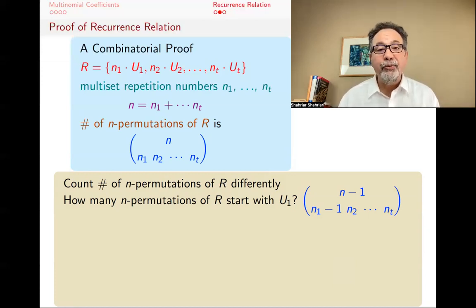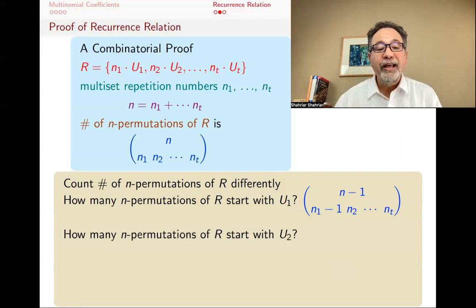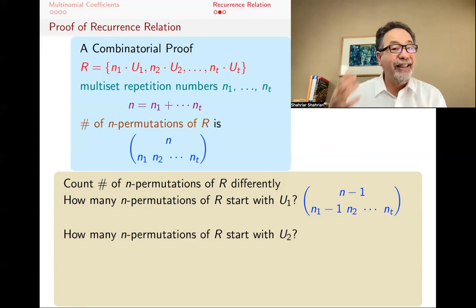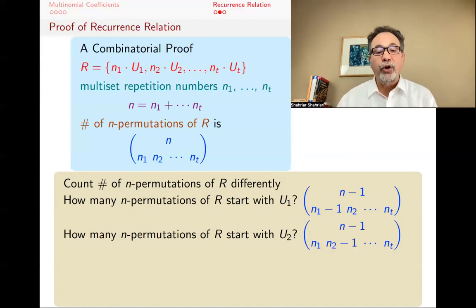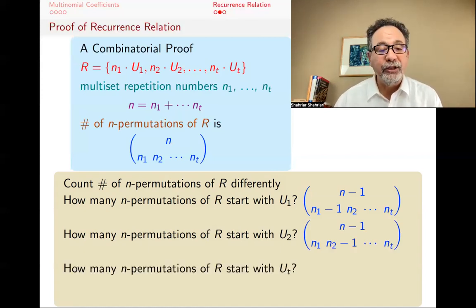But that's not all the n-permutations, because they don't all start with u1. This is the ones that do start with u1. If they start with u2, then same argument. You put a u2 down, now you have one less u2, and you have to find a permutation of all the other n minus 1 things. And the answer is going to be n minus 1 choose n1, n2 minus 1, all the way to nt.